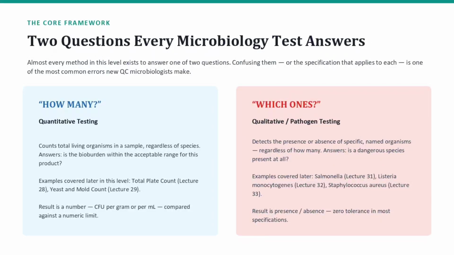I want to be direct about why this slide matters. Confusing these two questions, or applying the wrong specification to the wrong question, is one of the most common errors new QC microbiologists make. A passing total plate count tells you nothing about whether Salmonella is present. Keep these two questions separate in your head from this point forward.